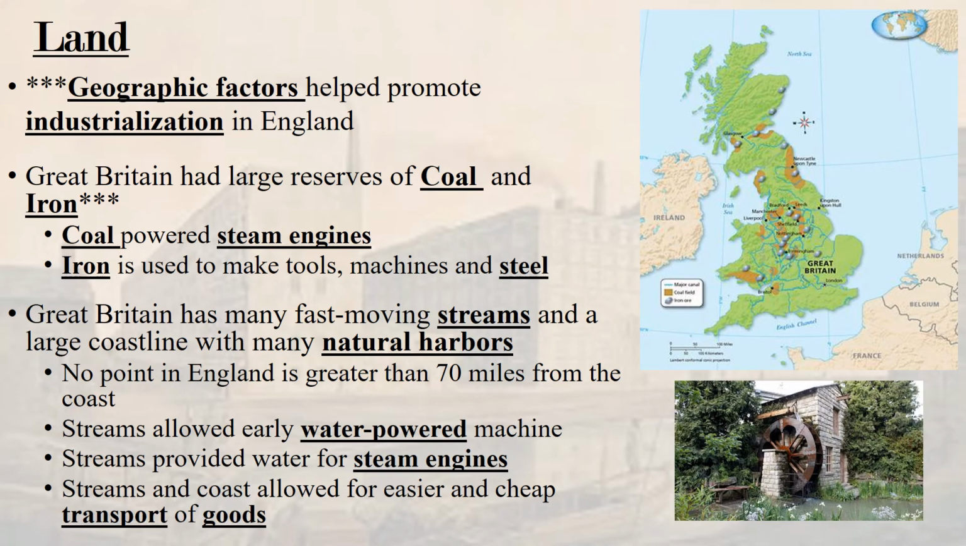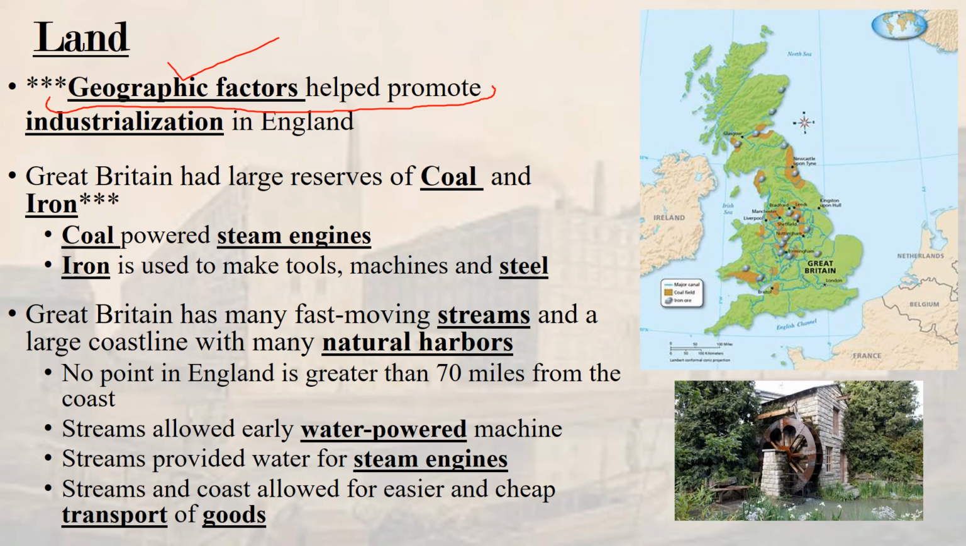So let's look at land, how geographic factors helped promote industrialization. Please highlight or star that. That is a key idea here. Definitely could see that on a CRQ, right? Geographic factors or geographic context. How is industrialization happening in Great Britain first because of its geography?